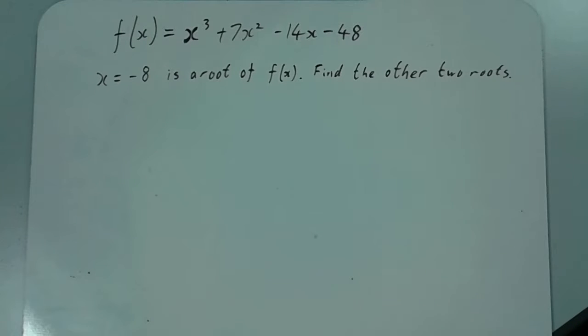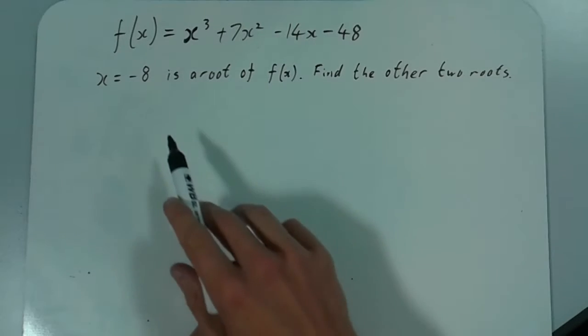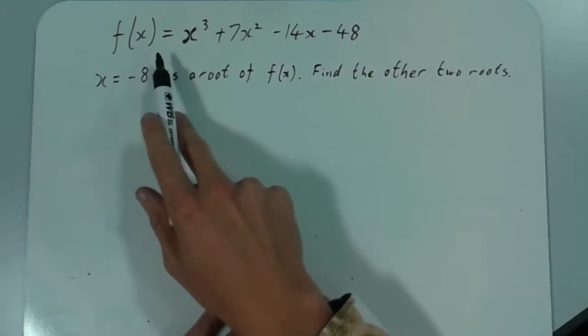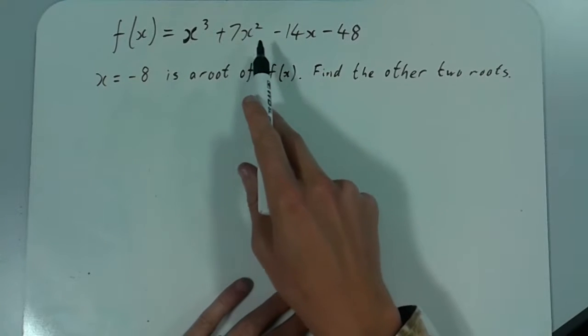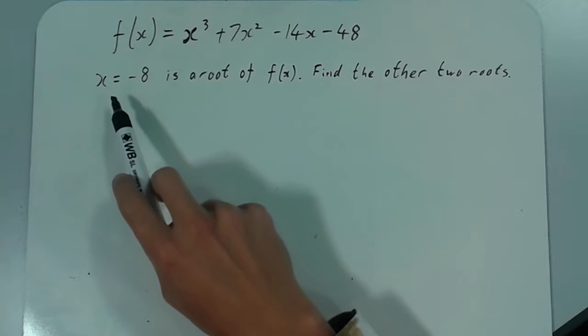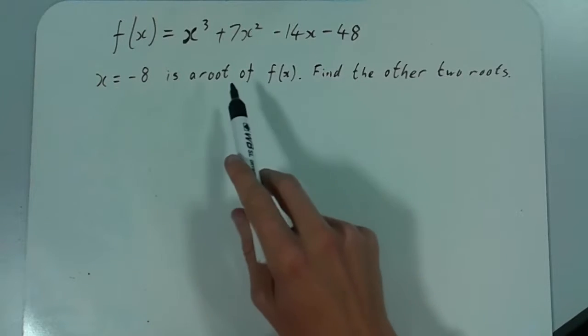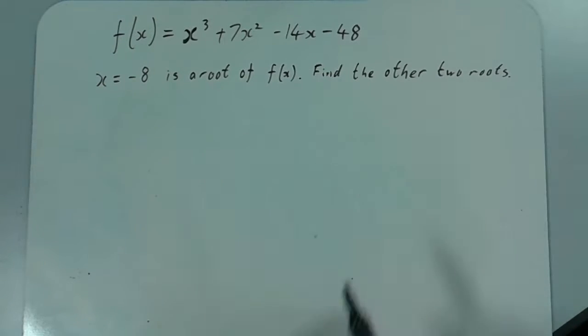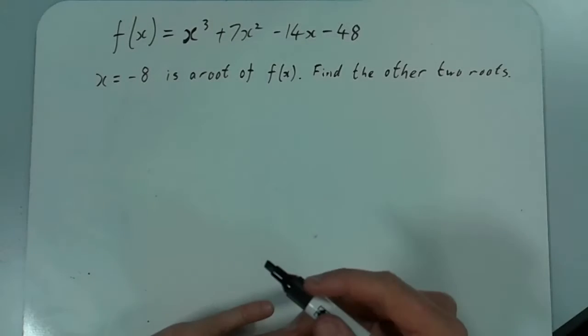I'm just going to show a different technique for factorising a cubic. It's essentially the same technique but a different layout. So this is our question. f(x) = x³ + 7x² - 14x - 48. And we've been told that x = -8 is a root of f(x). We need to find the other two roots.